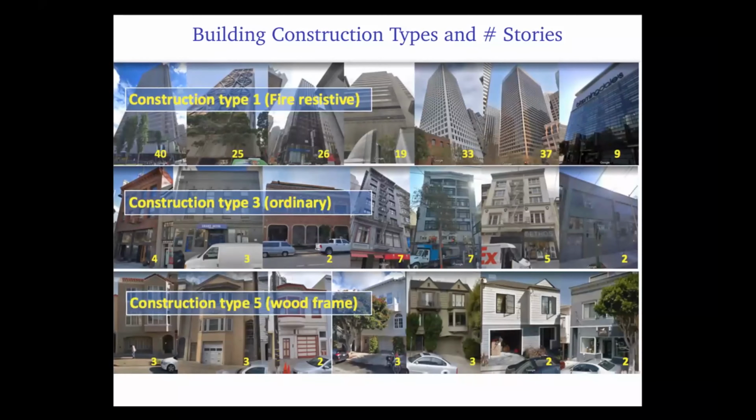Here's an example of what we get. We do the Streetview photos. We use the script to crawl for these photos. And these are some examples showing the number of stories of each of the building in the photo and the construction type, so on and so forth.